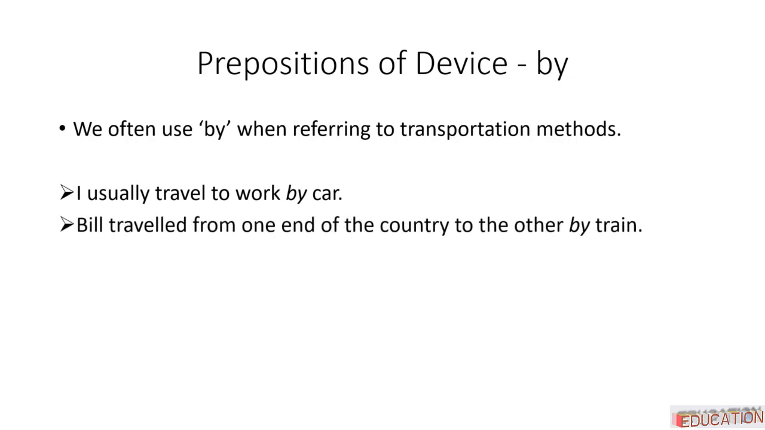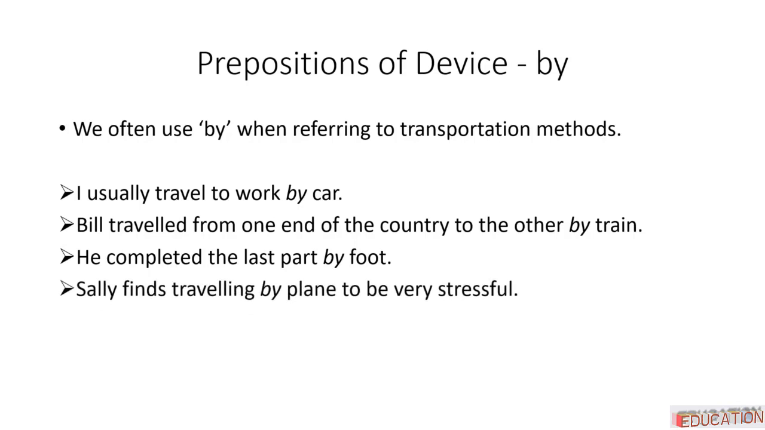Bill travelled from one end of the country to the other by train. He completed the last part by foot. Now we could have said he walked the last part, and that would have been equally as easy to understand and equally as valid. But if we look at this next example, Sally finds travelling by plane to be very stressful. Now if we'd rephrased it as Sally finds flying to be very stressful, it's not clear whether she's the pilot or the passenger. So by phrasing it this way, we make it very clear that she's the passenger.